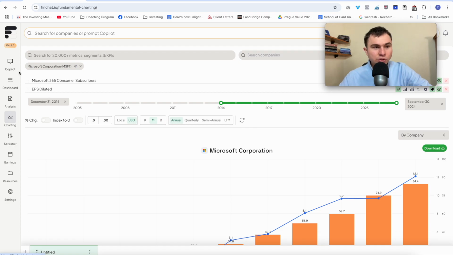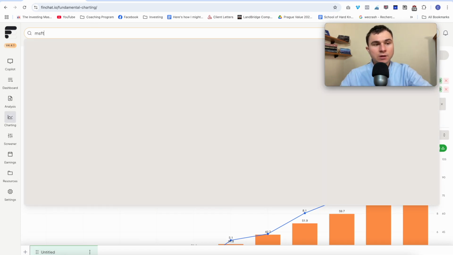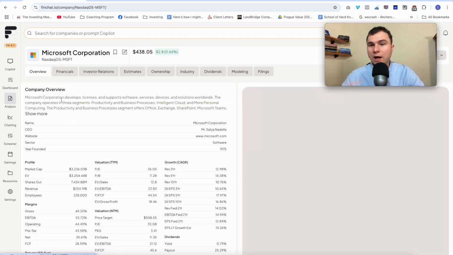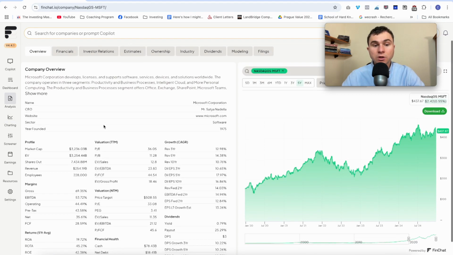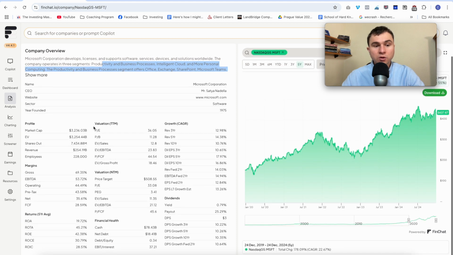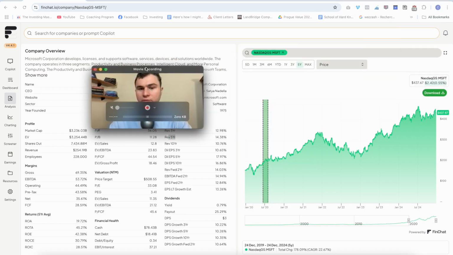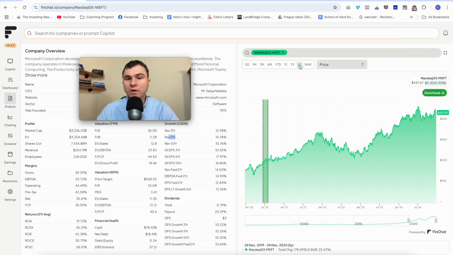So I showed you the CoPilot. I showed you the charts. Now I will show you two things, and that will be it. I will show you the analysis. If you want to see Microsoft, for example, you have the Microsoft tab. You can just check. You have a business description. You have some metrics, profile, revenue, 10-year growth, 5-year growth, CAGR. You have the stock price, and over the past 5 years, it compounded at, that's the CAGR of 23%.